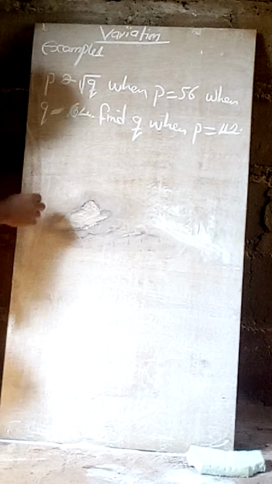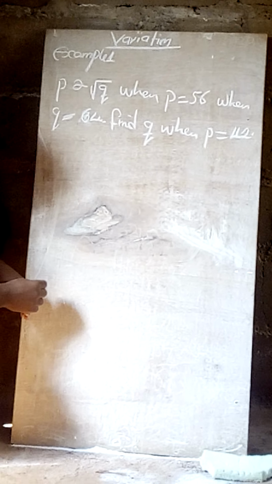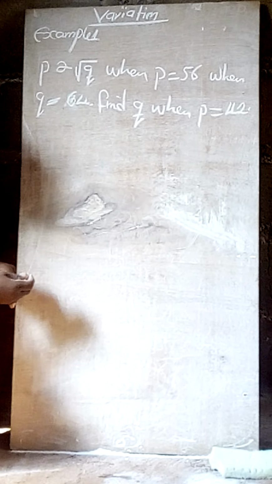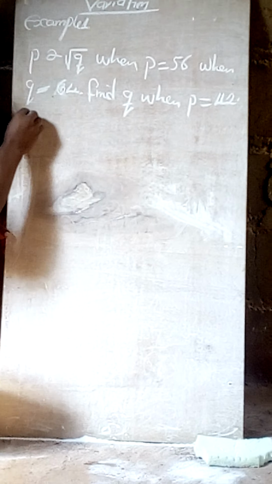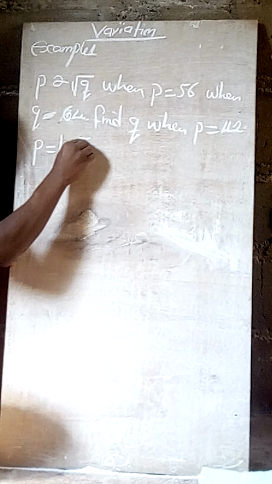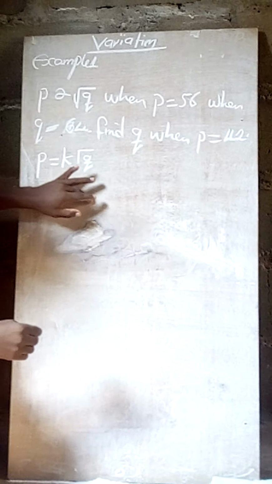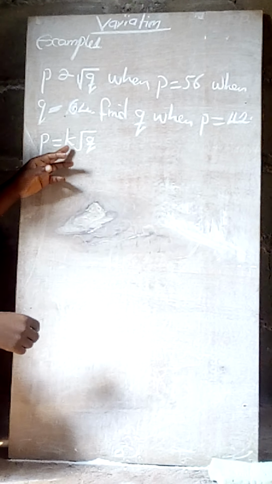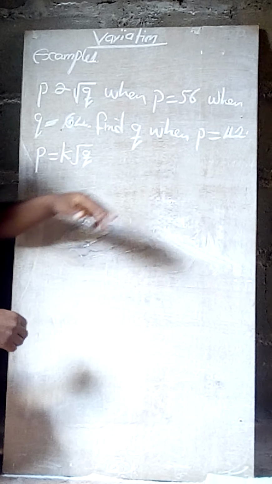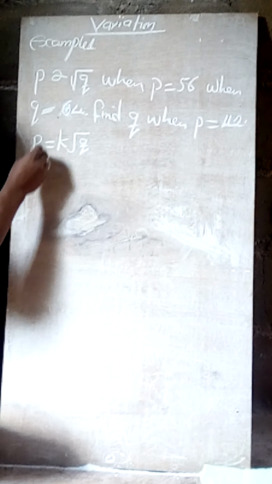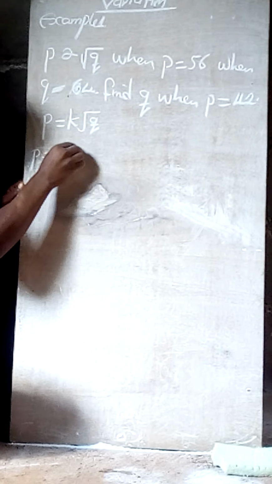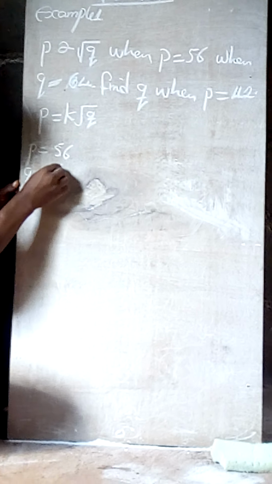Now let us solve. I told you that there's a constant K, right? Before we can apply it to the formula, we have to calculate K, which is the constant. Now we have P equals K root Q. This is the formula for calculating K. We must solve for the constant before we can move forward and find Q when P is equal to 42. Now let us start with K. They say P is 56 and Q is 64, right?